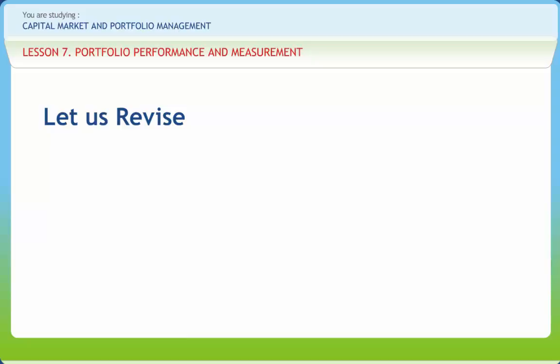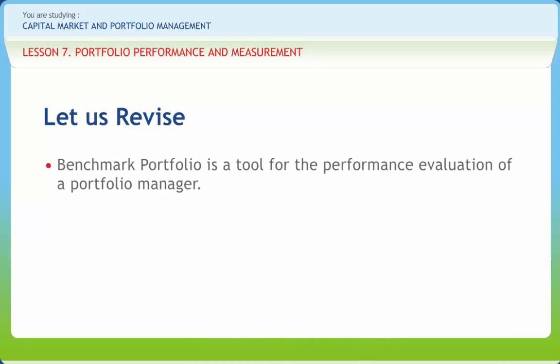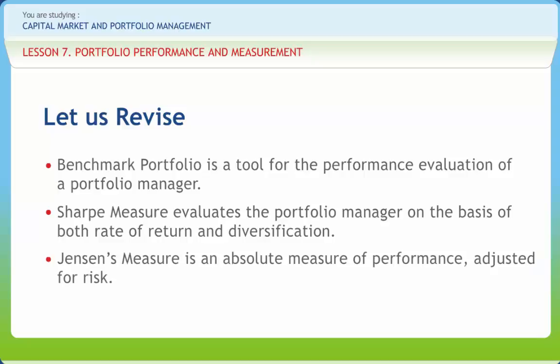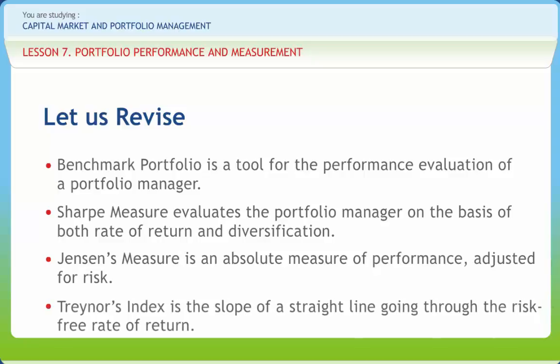Before we end, let us briefly revise what we have studied so far. The investment manager will be bound to the investment policy and subject to a constant evaluation of his achievements. His achievement will be the return on the capital the investor provided. Benchmark portfolio is a tool for the performance evaluation of a portfolio manager. Sharpe measure evaluates the portfolio manager on the basis of both rate of return and diversification. Jensen's measure is an absolute measure of performance adjusted for risk. Treynor's index is the slope of a straight line going through the risk-free rate of return. The Treynor index may also be defined as the risk premium earned per unit of risk taken, where beta is the risk measure.